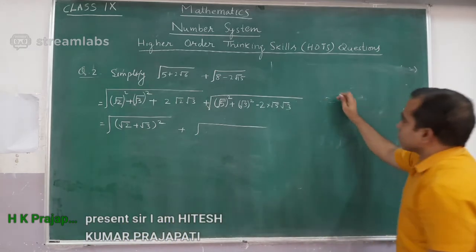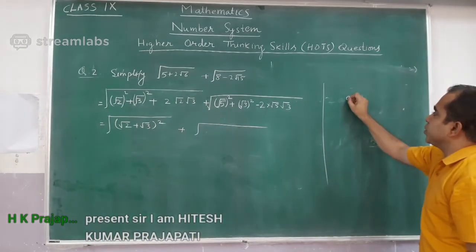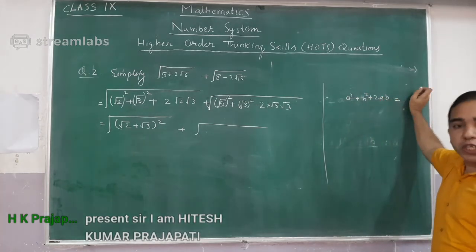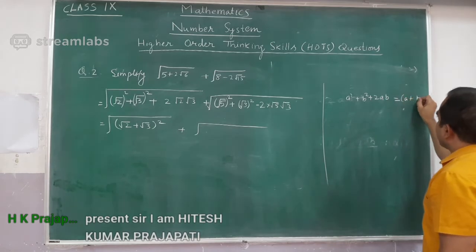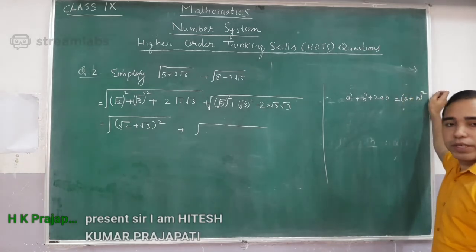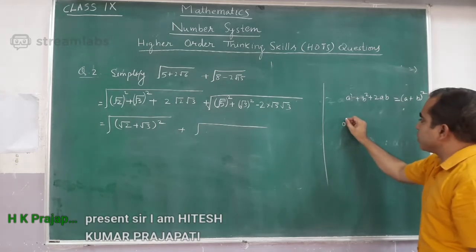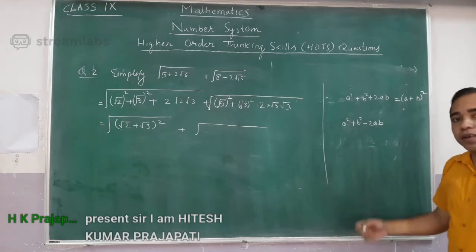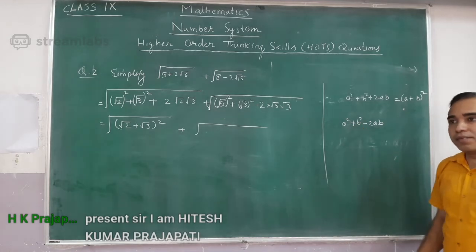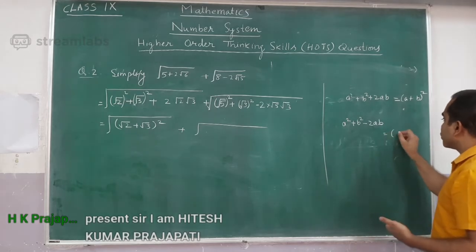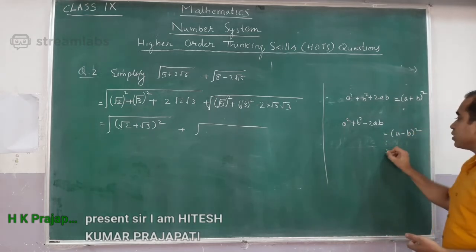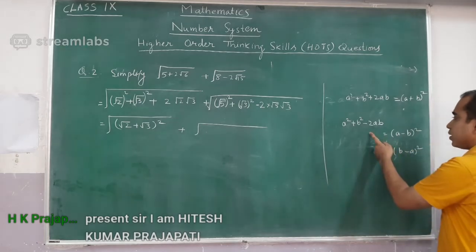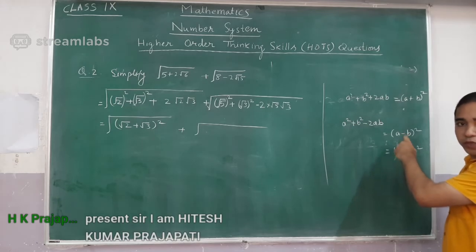Suppose you have this expression a square plus b square plus twice ab. This is whole square of what? This is whole square of a plus b. There is no doubt in that. But suppose you have this term a square plus b square minus 2ab. Then for this expression, what will you write? Is it the whole square of a minus b, or the whole square of b minus a? It can be the value of both. Any of these we can write.